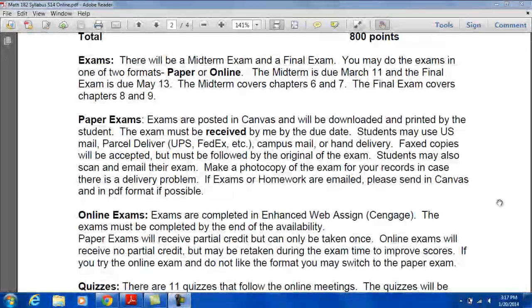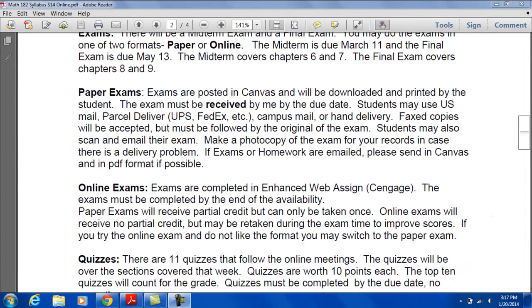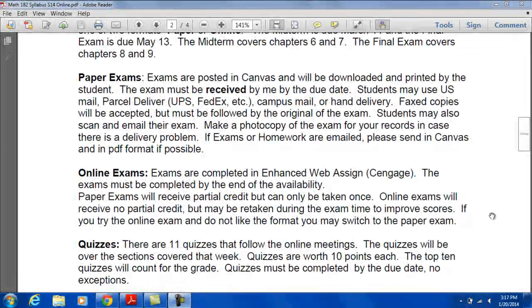As I said, there'll be a midterm and a final exam. You can do the exams in paper format or online format. The midterm is due March 11th. The final exam is due May 13th. The midterm covers chapters 6 and 7. The final exam covers chapters 8 and 9.